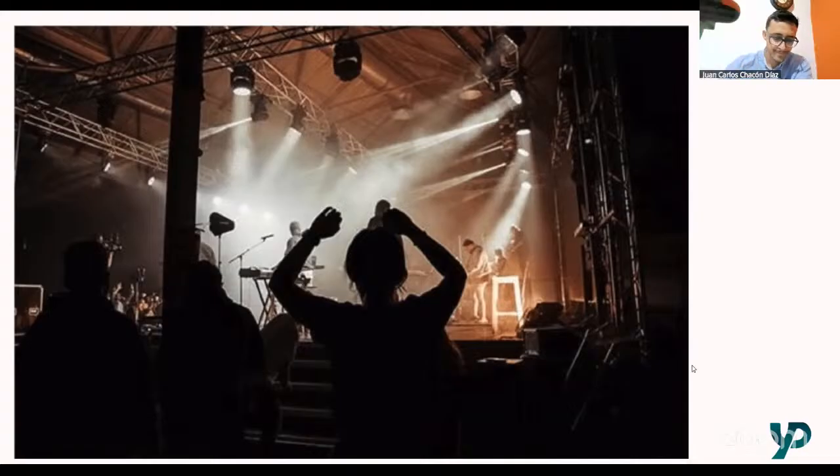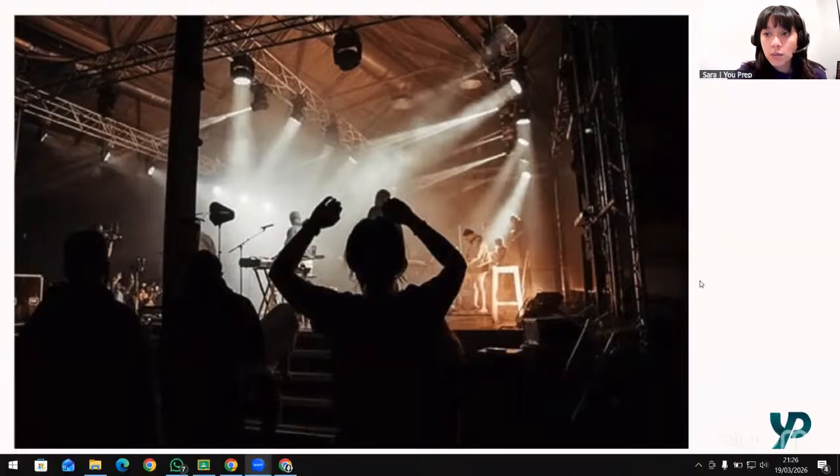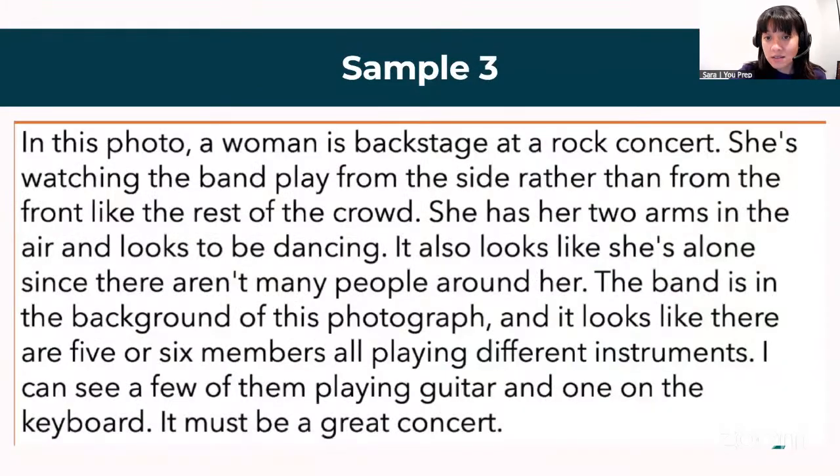Thanks. You're welcome. And let me see the time. Okay, we still have a lot of time. Here we have it. We're going to read it just to have it as a sample. In this photo, a woman is backstage at a rock concert. She's watching the band play from the side rather than from the front like the rest of the crowd. She has her two arms in the air and looks to be dancing. It also looks like she's alone since there aren't many people around her.